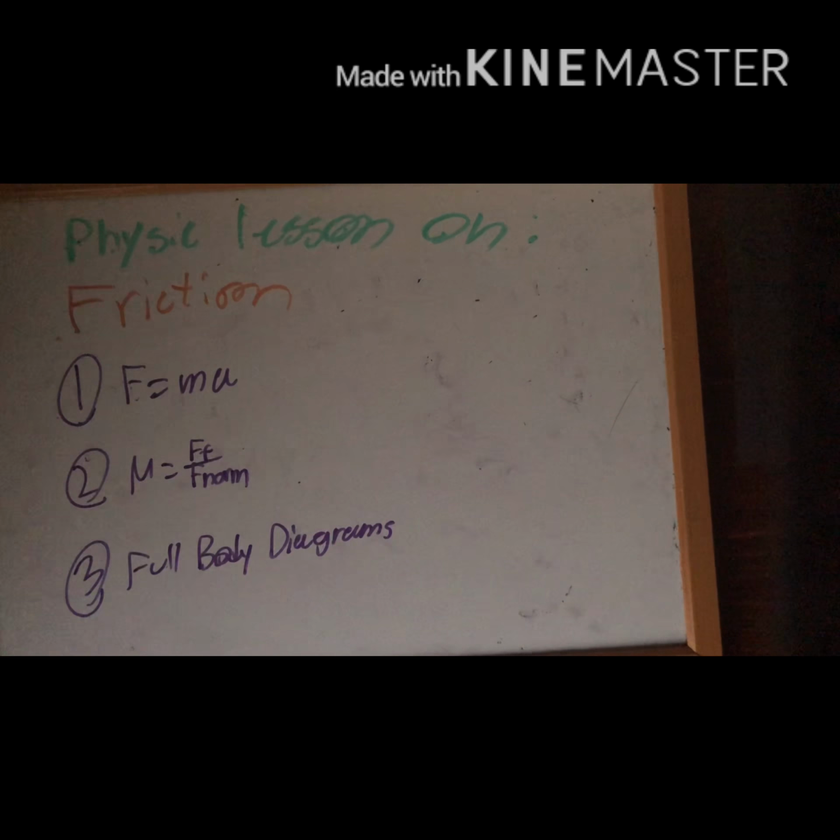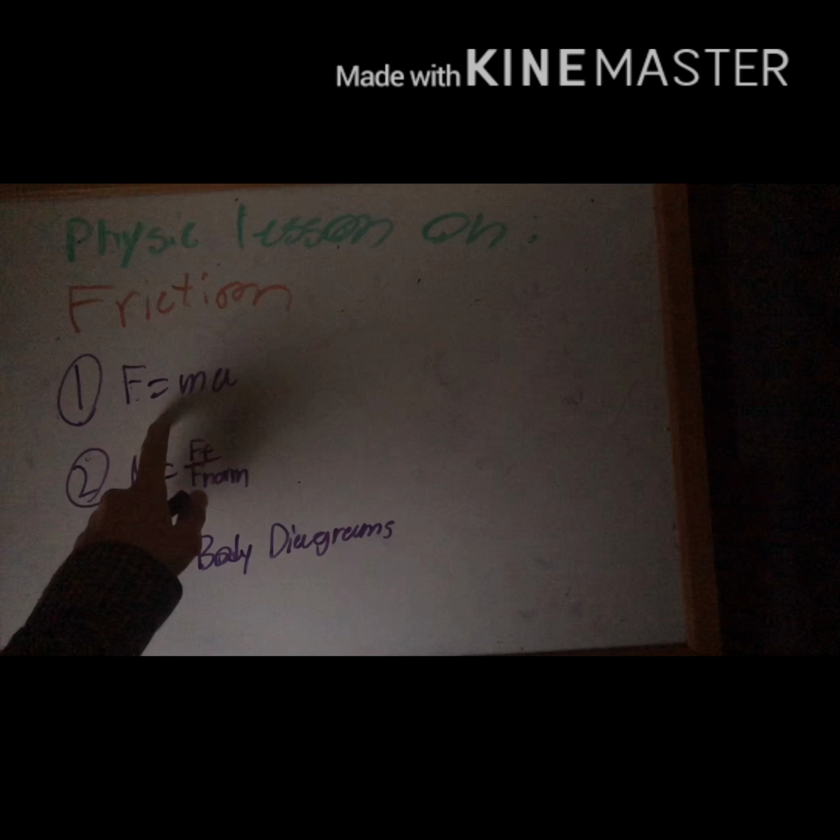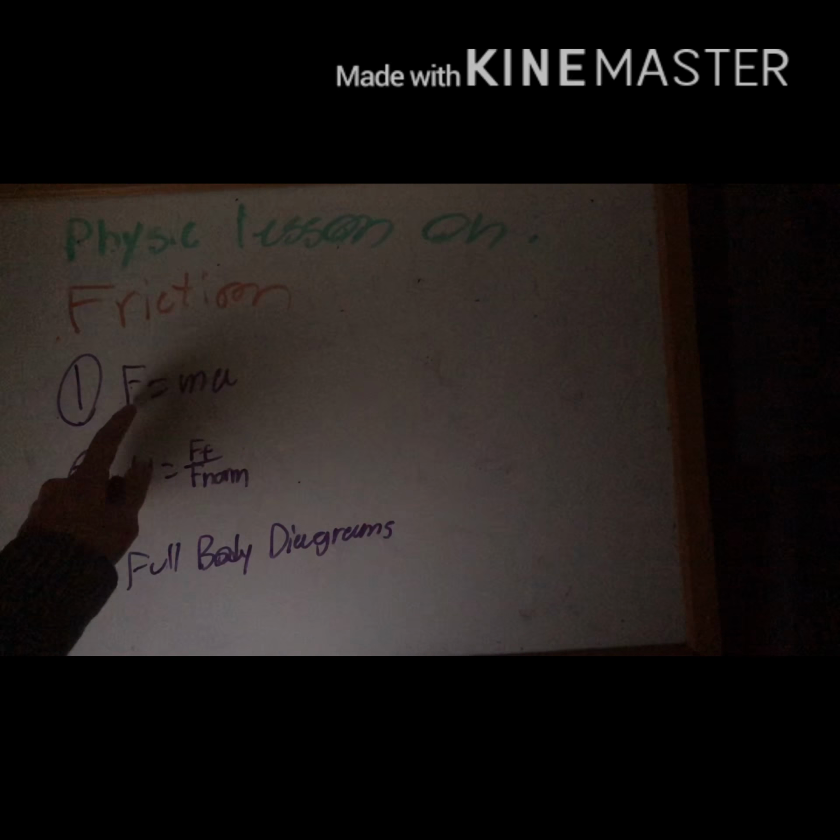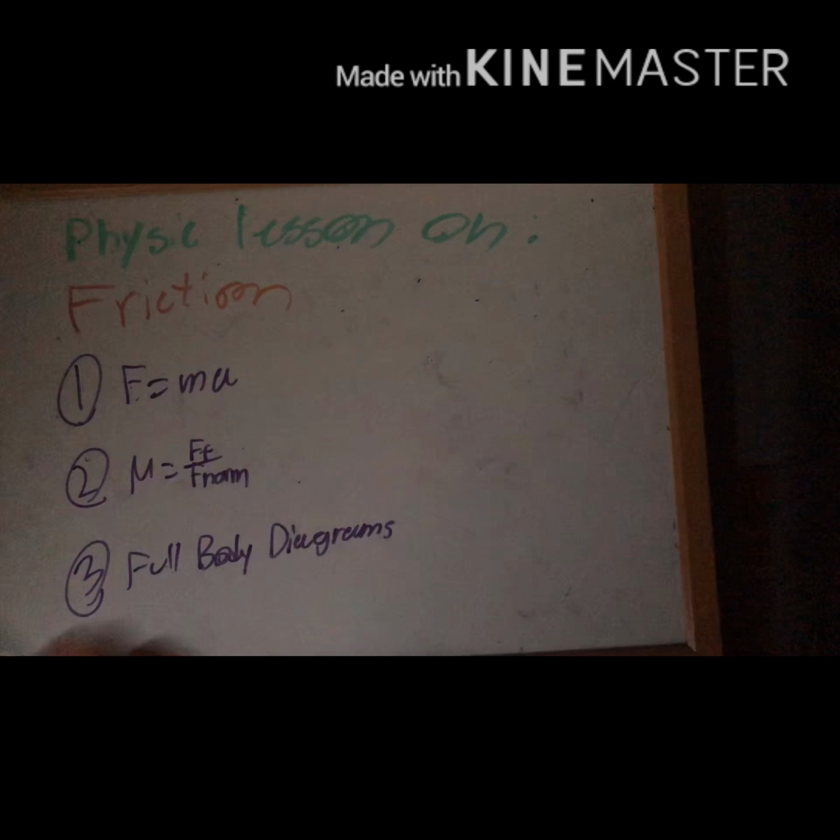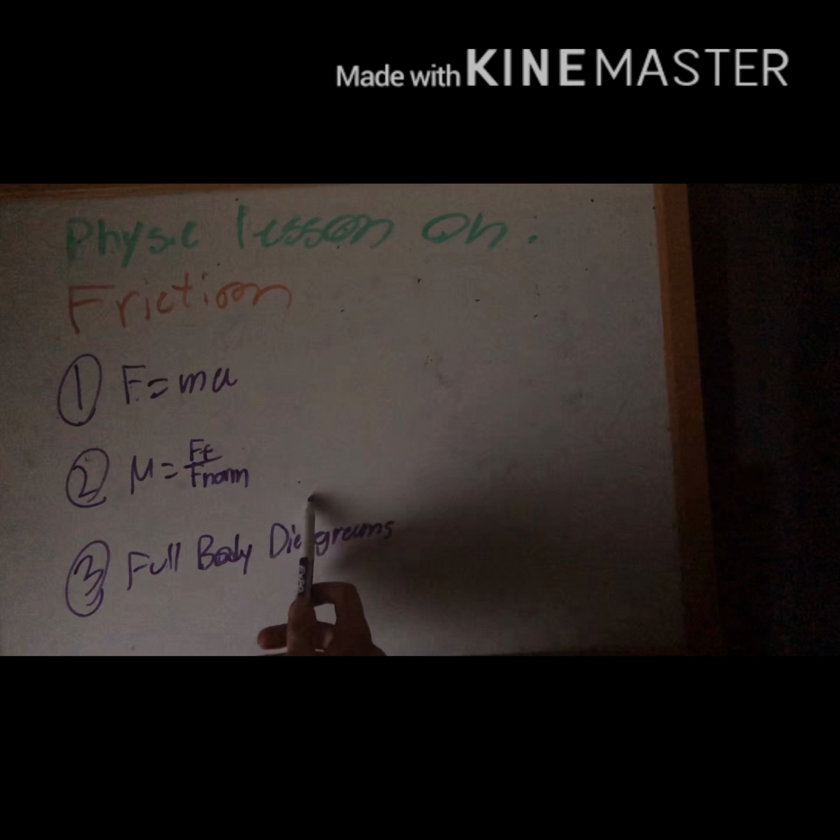Alright, so here we have a physics lesson on friction. There are three very important things you've got to know. Well, you don't really have to know about friction, but there are three things you really have to know. Force equals mass times acceleration. You really have to understand that. And the coefficient of friction equals the force of friction over the normal force.